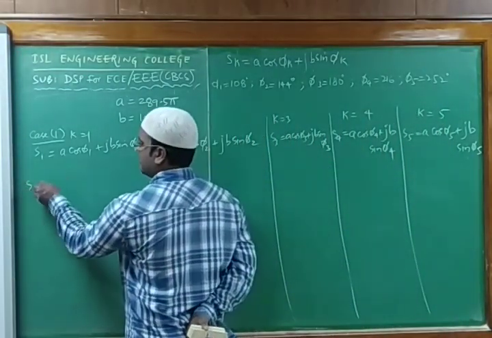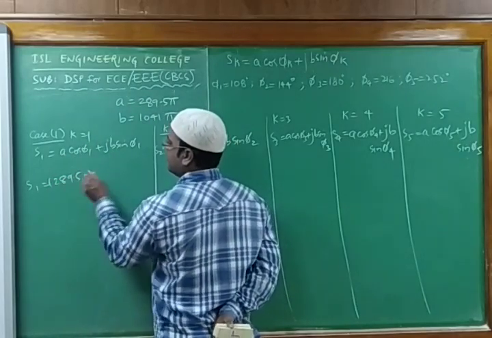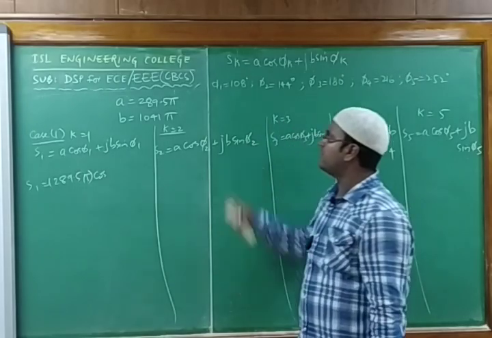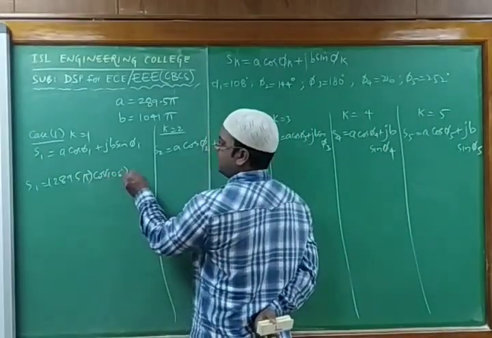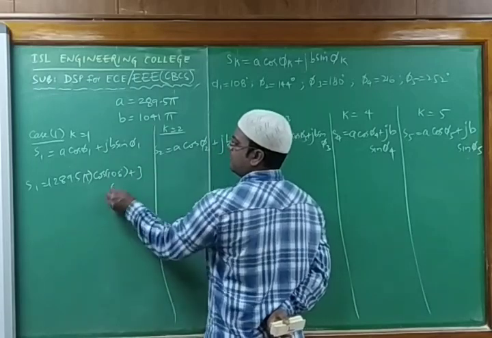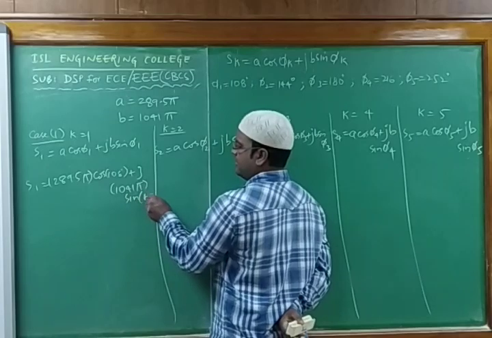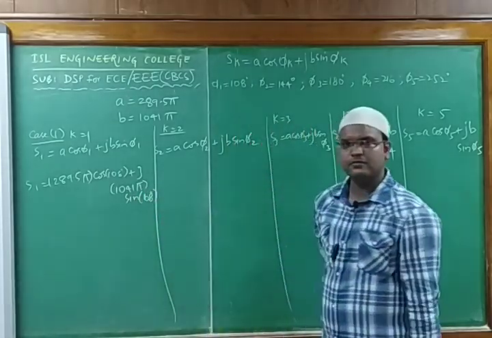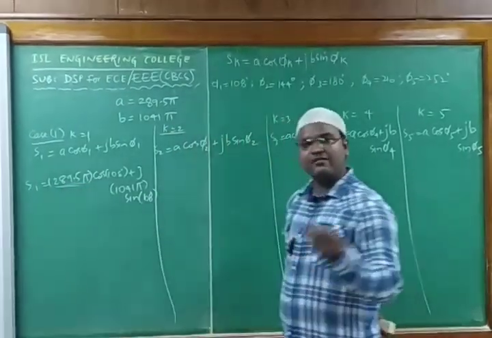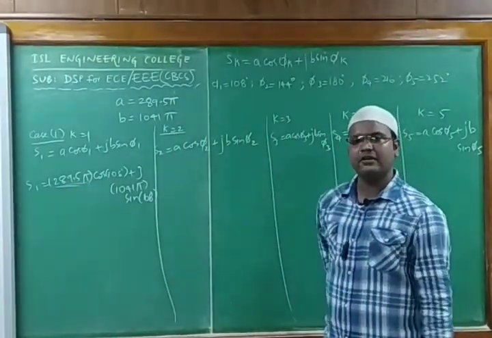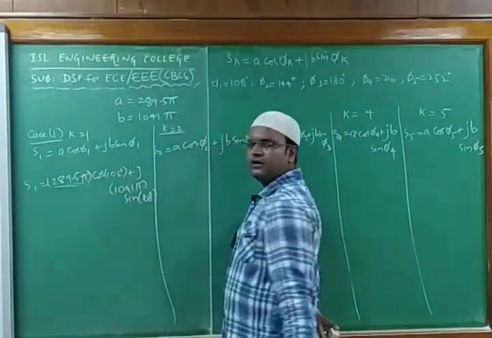So S1 is what? A is how much? 289.5 pi into cos. Tell me, what is phi 1 we have? Phi 1 is 108 degrees. So it is cos 108 degrees plus j, B, what is the B value? 1041 pi into sine of 108 degrees. That is the first value. First thing you need to do: keep pi as it is. Don't write 180 degrees; keep it in radians only. Keep pi in pi format, then put 108 degrees and substitute.